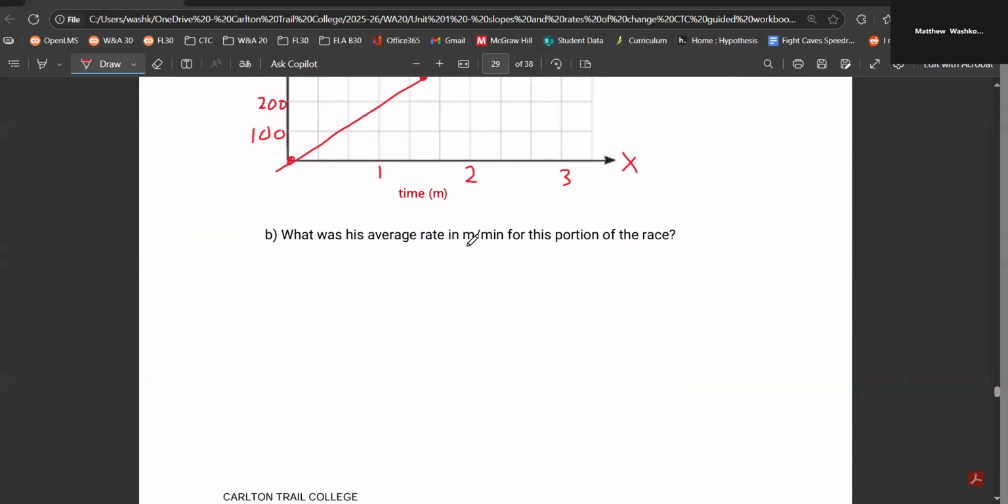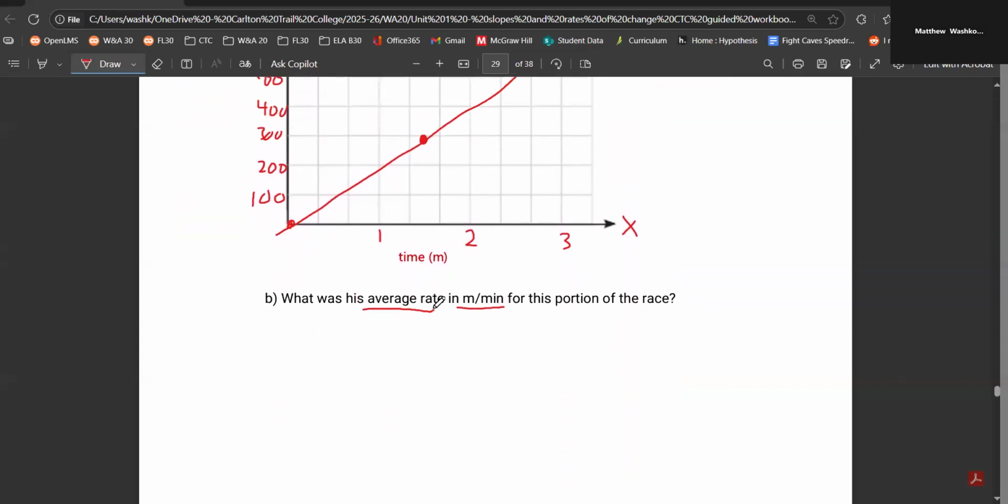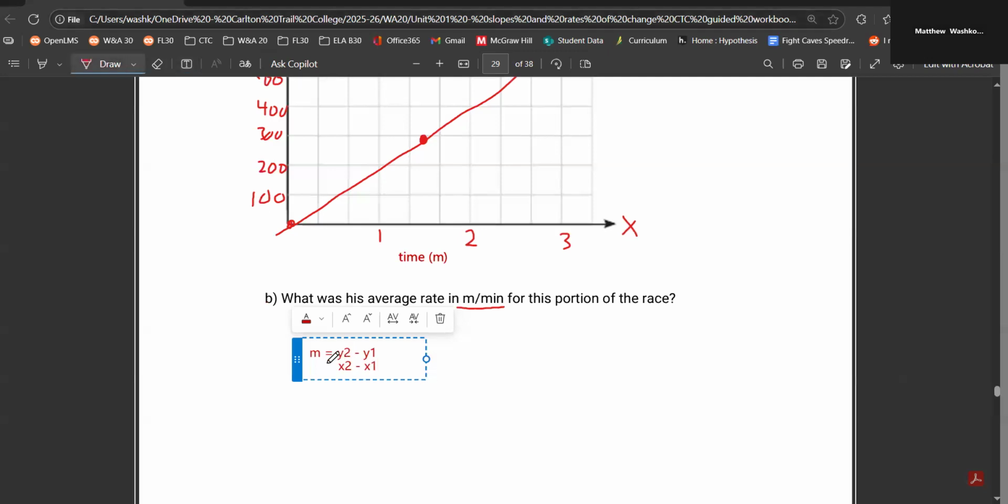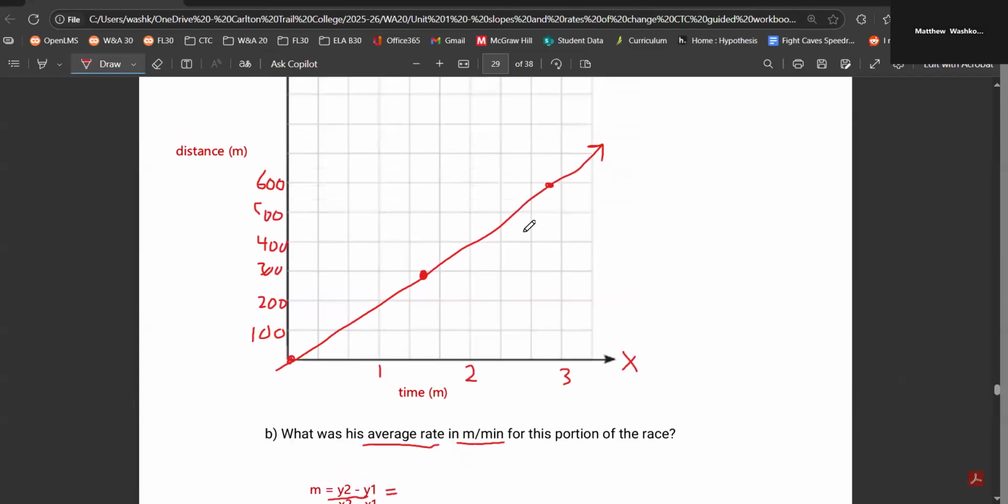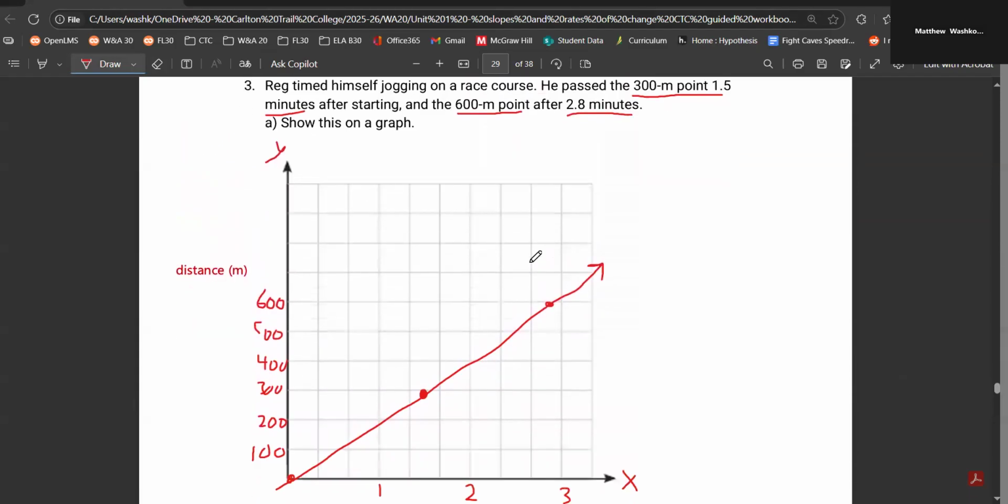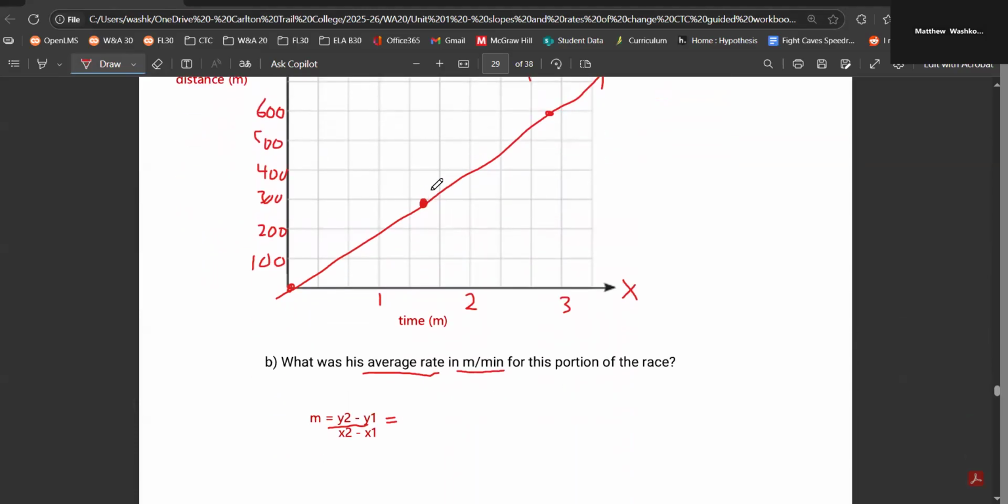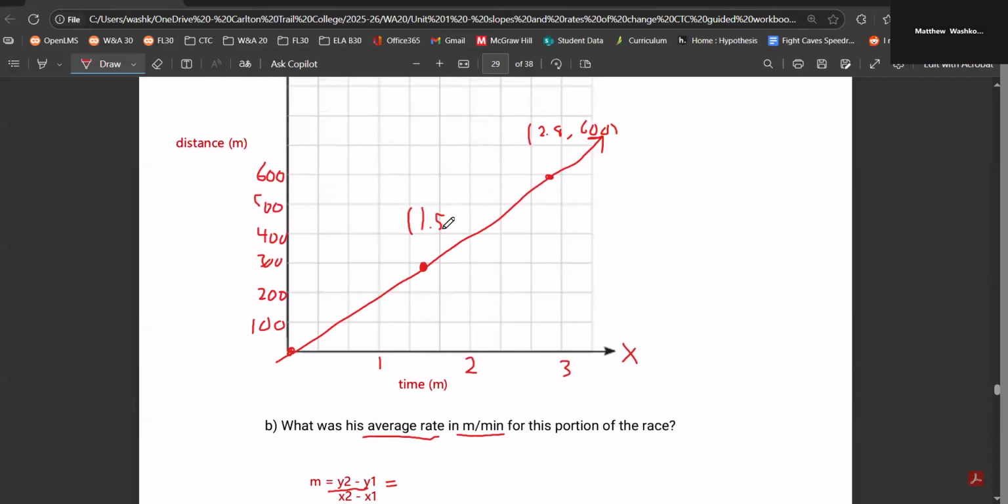So what was his average rate in meters per minute for this? So average rate. Well, that's the slope, right? So now take your 2 points. So m is equal to y2 minus y1 divided by x2 minus x1. Now, my second point here, well, this one here it's already up here. You can label it if you want, right? 2.8, 600. And then this one here was, what is it? It was 1.5 and 300.